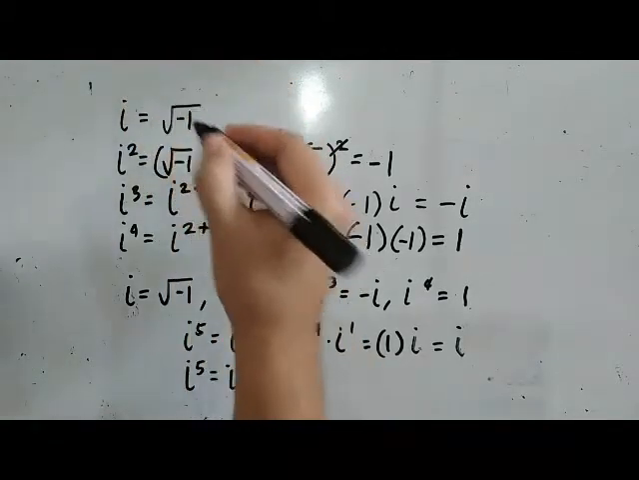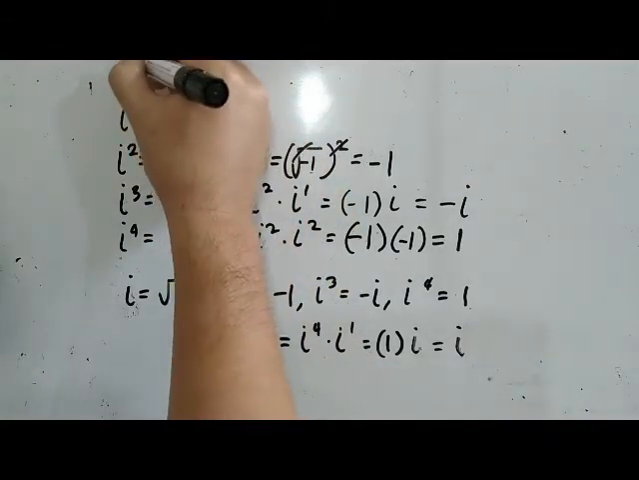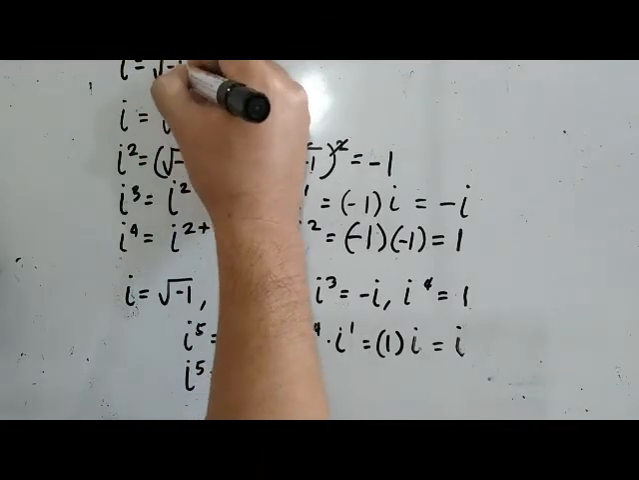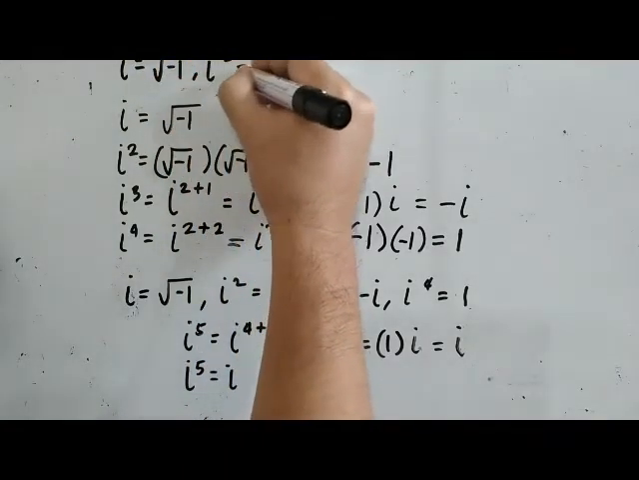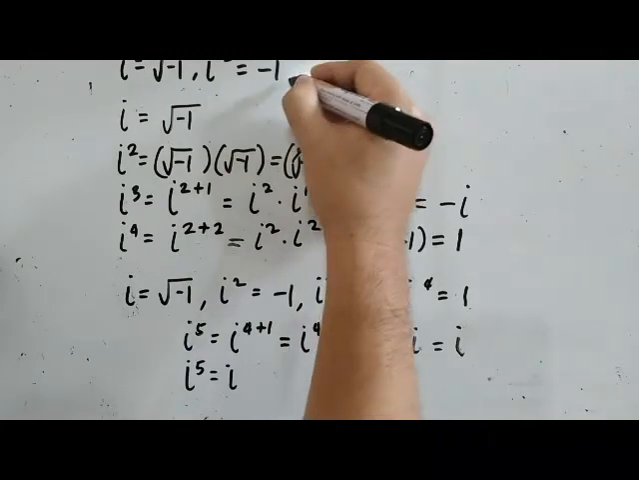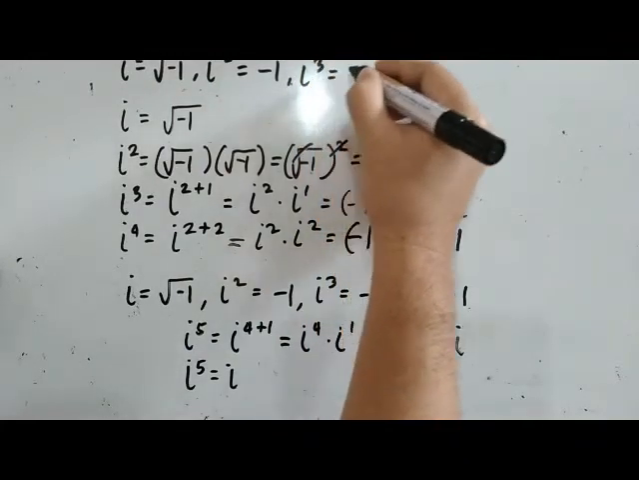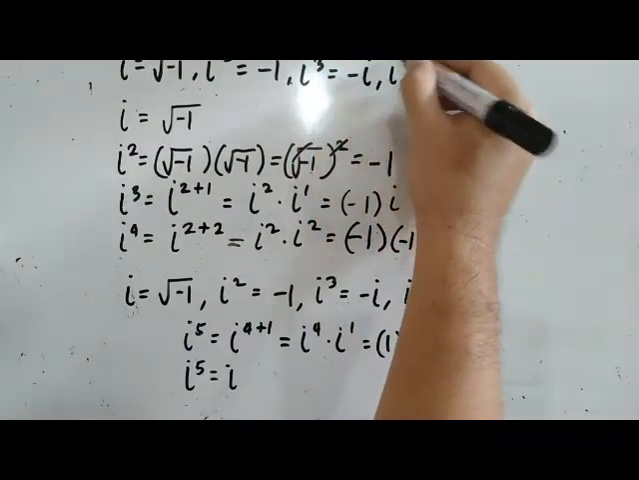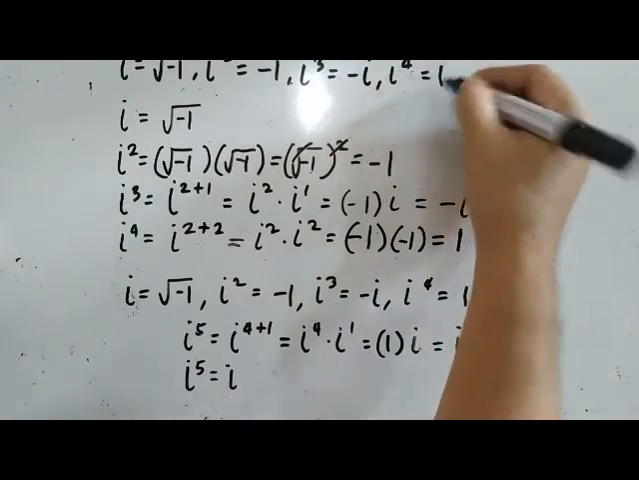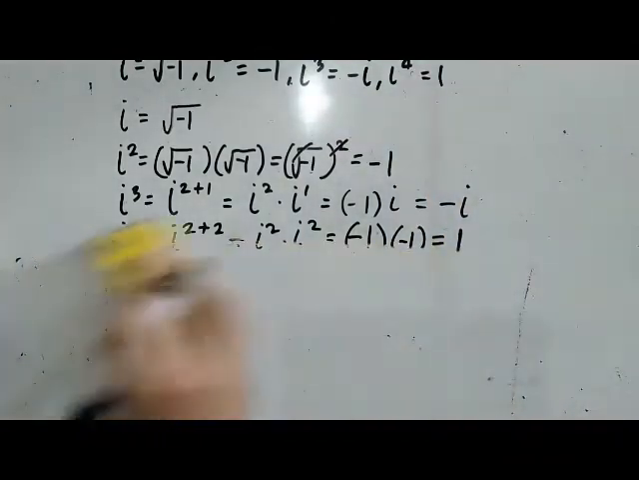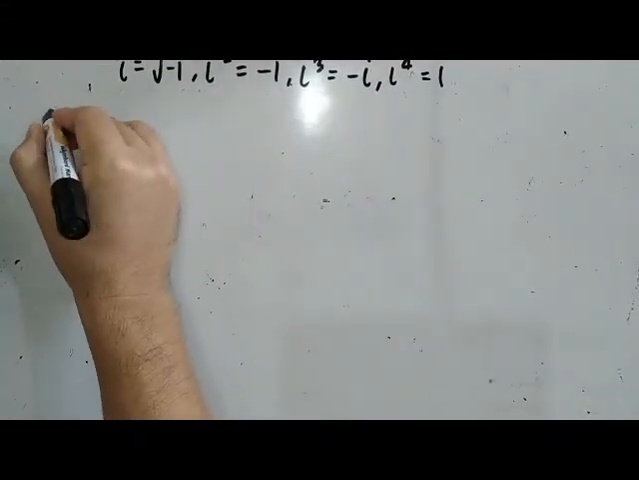So, again, ibutang ko di sa babaw. I is equal to square root of negative 1. I to the power of 2 is equal to negative 1. I to the power of 3 is equal to negative I. Kag I to the power of 4 is equal to 1. Okay. So, this time, aton nga i-solve ang the following problems.